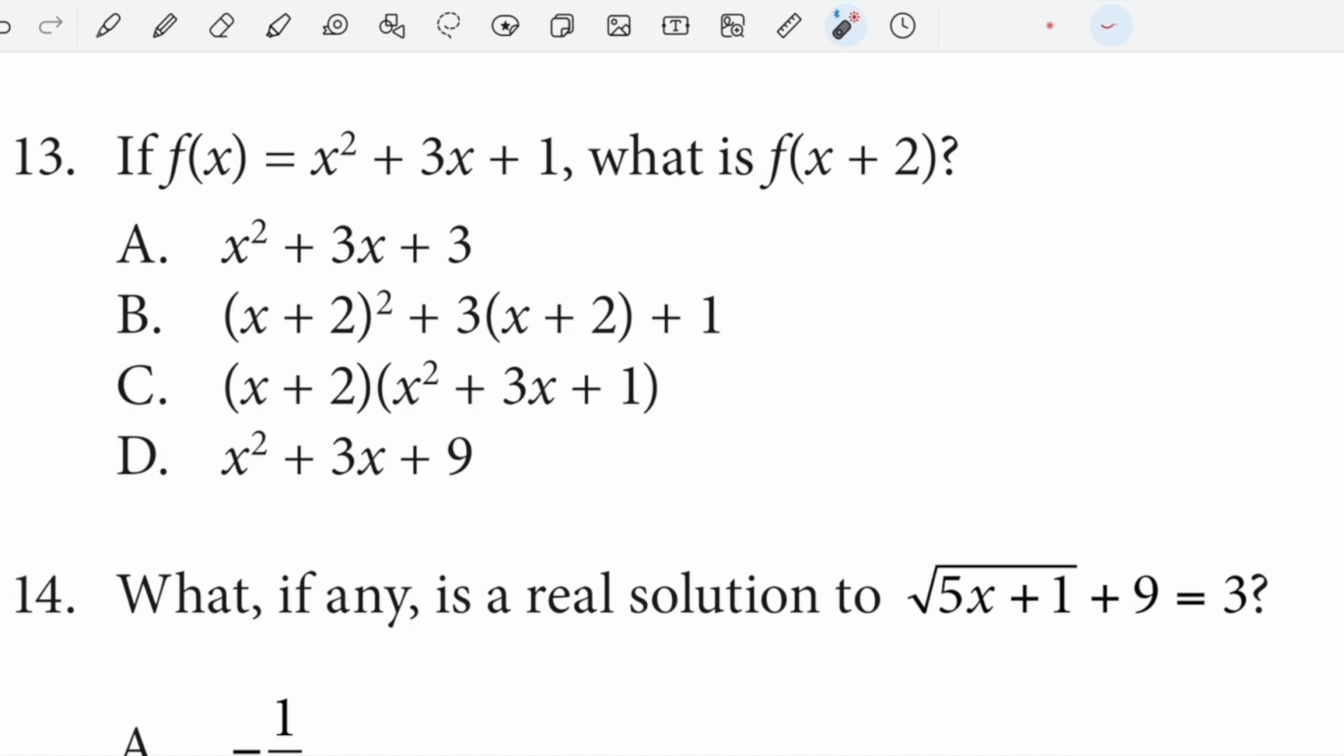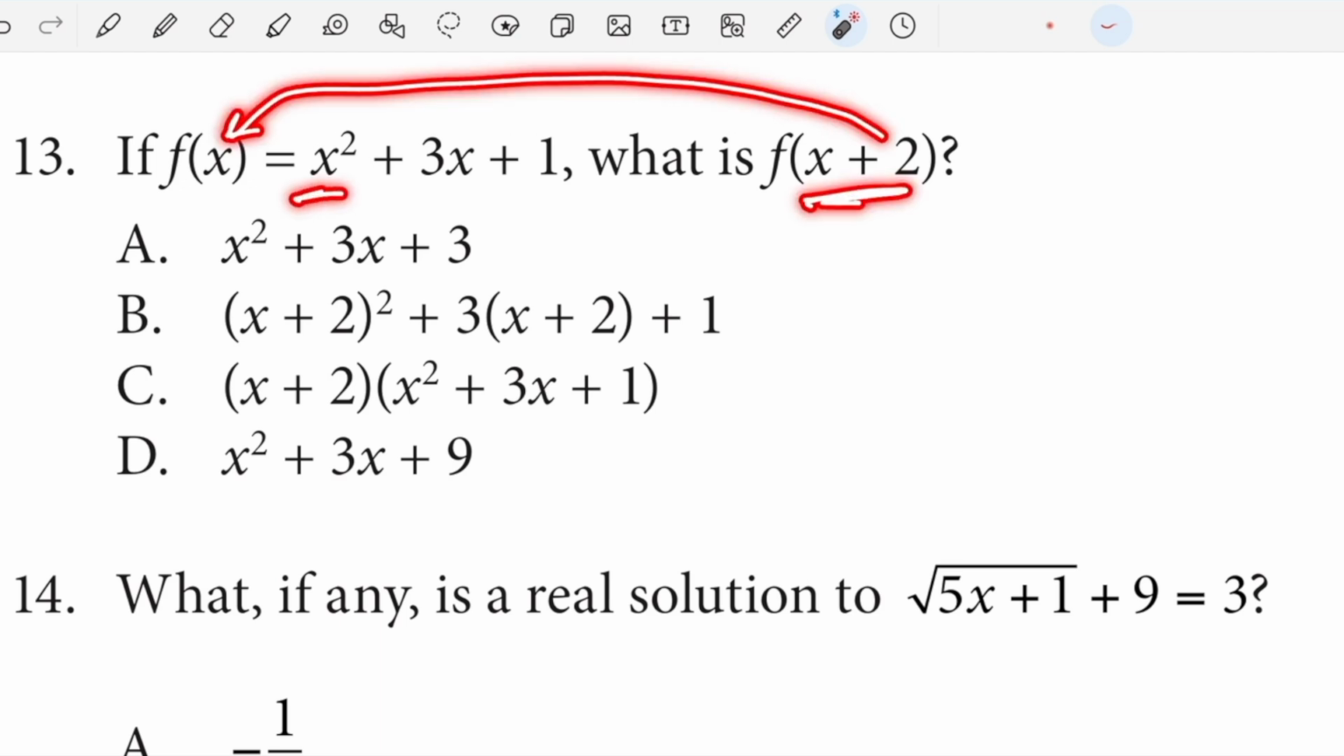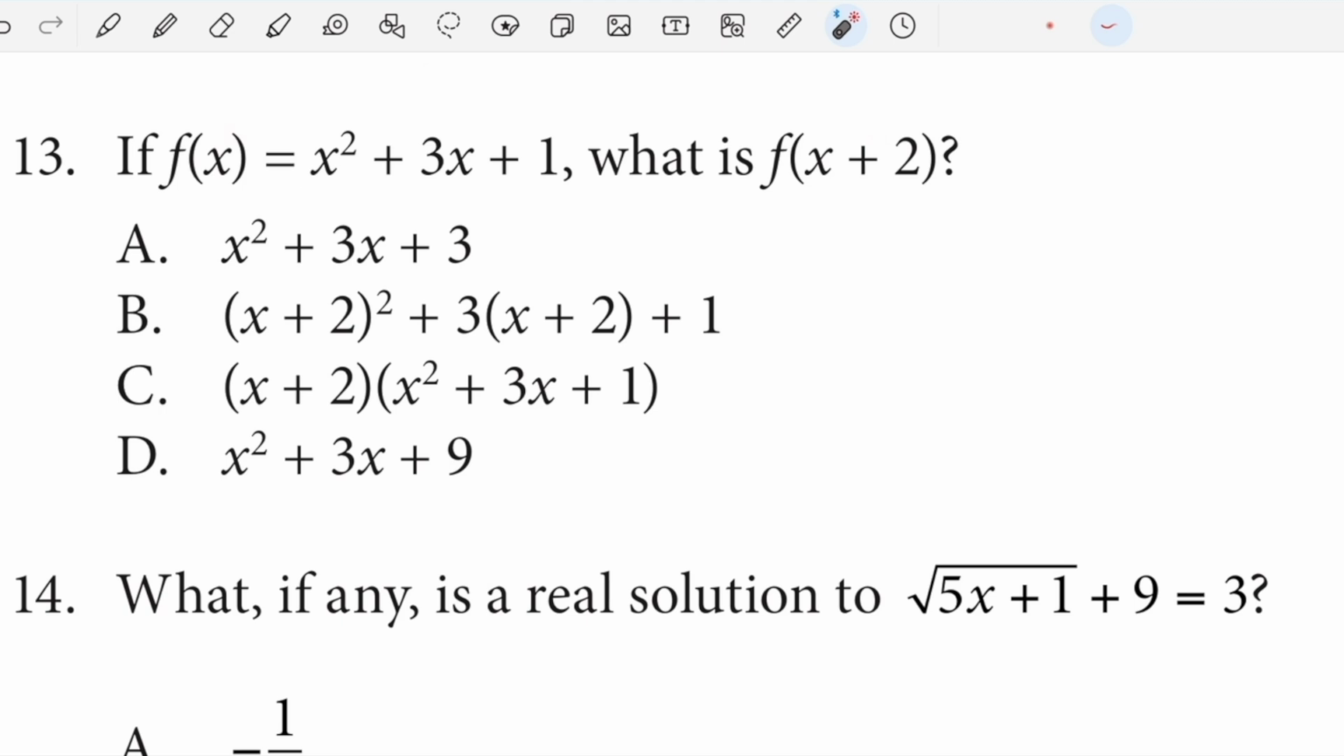Number 13. If f of x equals this, what is f of x plus 2? Remember, we did already something like that with a g function where they asked me for g of 12. When they give you something like this, the only thing you have to do is replace it. Whenever you see an x, you're going to write an x plus 2. Be careful with the exponent. So let's write it down.